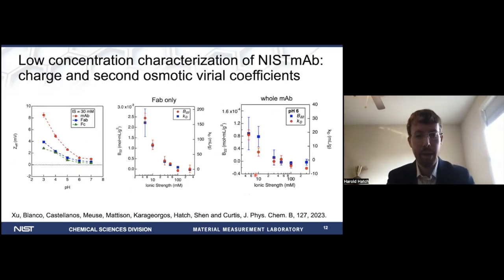So here are some recently published experimental data on the NIST mAb. At low concentration, we have examples of charge as a function of pH for both the full mAb and the different Fc and Fab domains, that was measured by electrophoretic light scattering. We have second osmotic virial coefficients that were also measured with light scattering, both for the Fab arms as well as the whole mAb, and we have these values over a range of ionic strengths as well as pHs, which is a great resource for trying to build models that hopefully capture these kinds of solution effects.